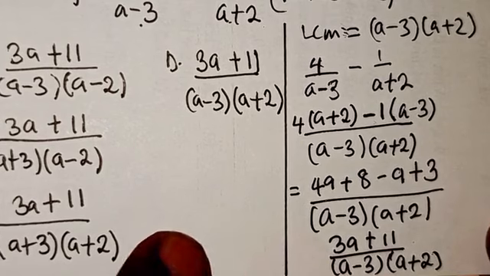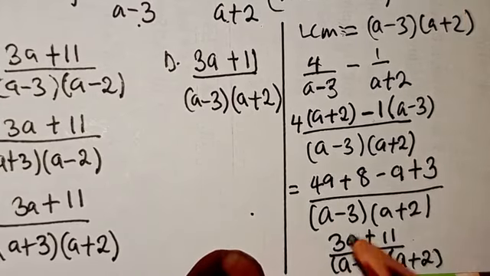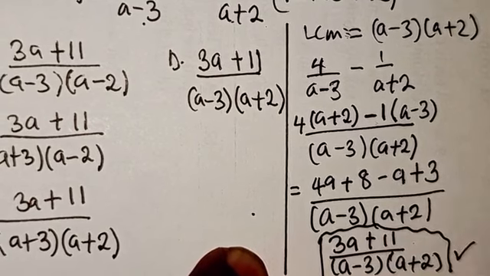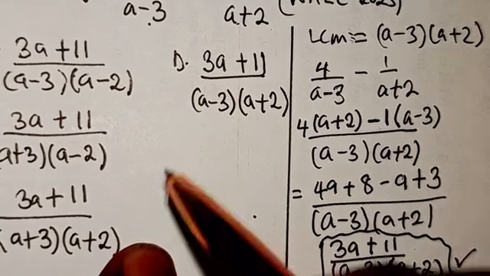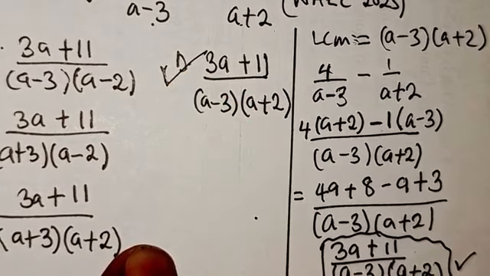So now when you look at the options we have here, you can see that the one that goes with this is D. I get it now. So therefore we have this option D to be the solution.